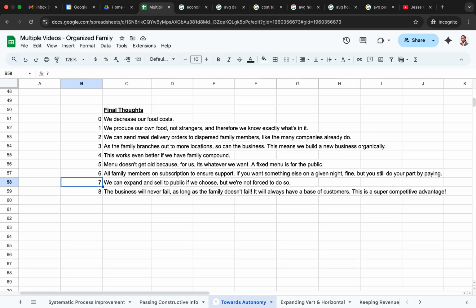Okay, number 7, I put we can expand and sell to the public if we choose, but we're not forced to. So we may want to just keep this as a family operation. Maybe the existence of this kitchen is already justified if all it ever did was feed the family. Even if we never sold one plate to anybody else in the general public, that's fine, because the existence of this kitchen is already justified just by doing what we want it to do for us. If in the future we want to expand it, then that'll be up to us. But just by feeding the family and cutting the food costs of the family makes this a worthwhile endeavor.